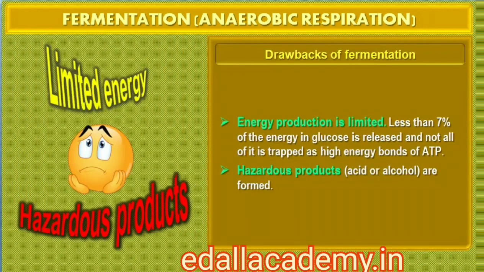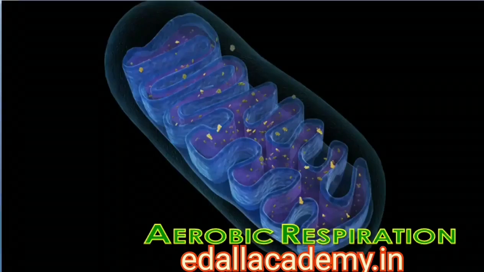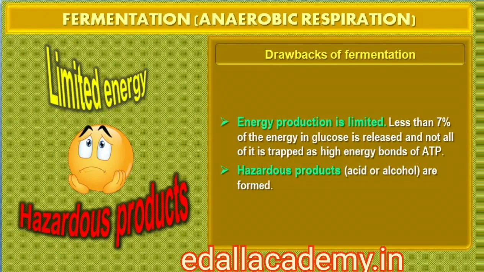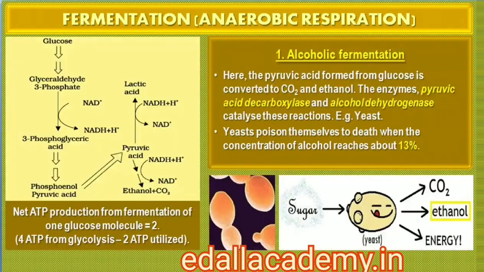In both lactic acid and alcohol fermentation, not much energy is released. Less than 7% of the energy in glucose is released and not all of it is trapped as high-energy bonds of ATP. Also, the processes are hazardous, as either acid or alcohol is produced. What is the net ATP that is synthesized? Calculate how many ATP are synthesized and deduct the number of ATP utilized during glycolysis, when one molecule of glucose is fermented to alcohol or lactic acid.